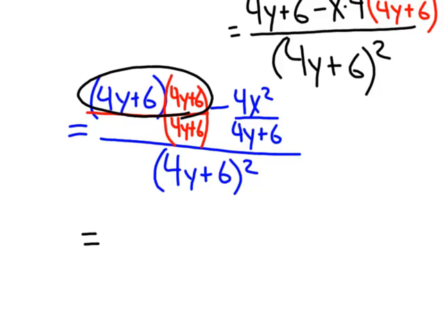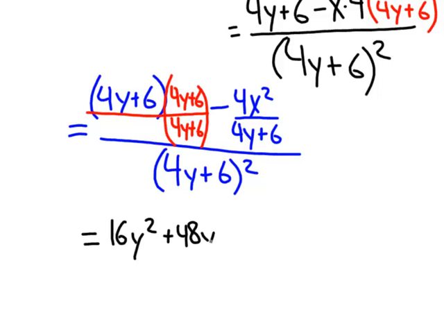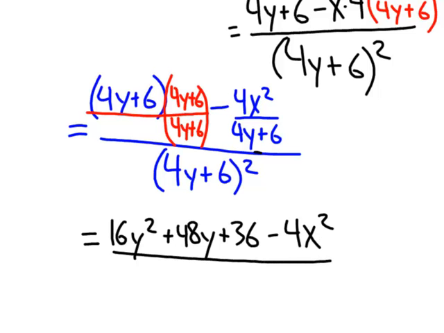If I FOIL that out, I'm going to get 16y squared plus 24y plus another 24y, so 48y, plus 36. And then it's all over this 4y plus 6, as is this. So in that same numerator, let's go ahead and combine the numerators and do minus 4x squared. And that's all over this 4y plus 6 common denominator.